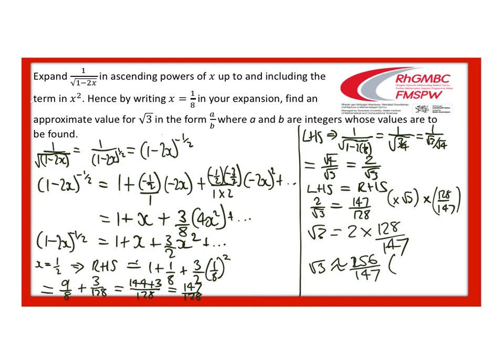Now if you do this on your calculator, just to get a decimal value, to get an idea of this, this approximation actually gives us a value of 1.741. And if you actually do root 3 on your calculator, it's equal to 1.732. So it's not a bad approximation.